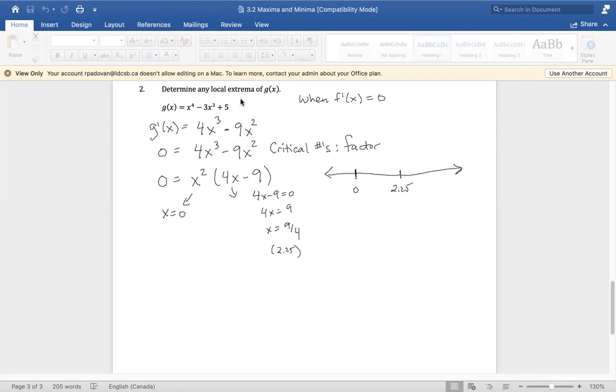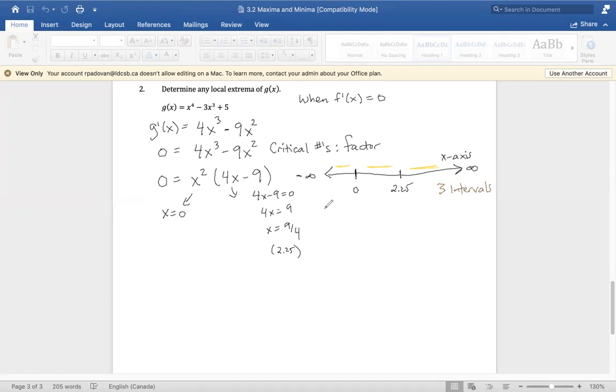So how many intervals do I have here? Again, I should label that this is negative infinity, positive infinity. This is my x-axis. So I'm looking at an interval between negative infinity and 0, an interval between 0 and 2.25, and then 2.25 to infinity, right? So I have 3 intervals here again to make my chart.